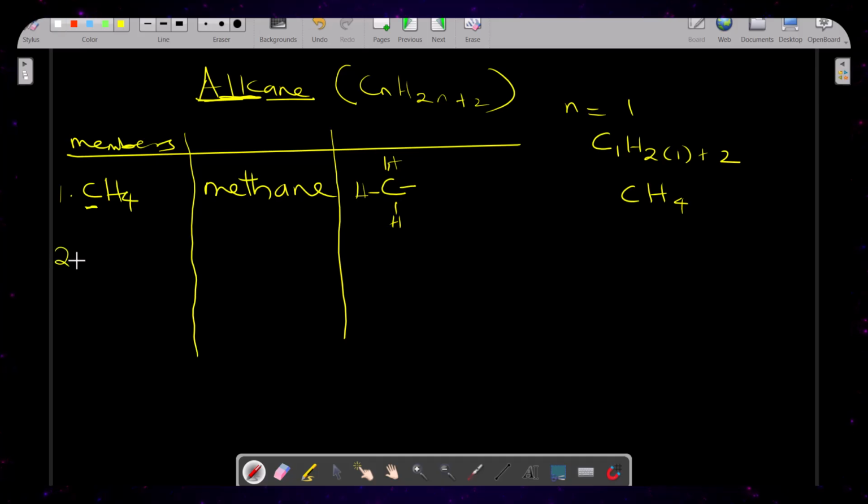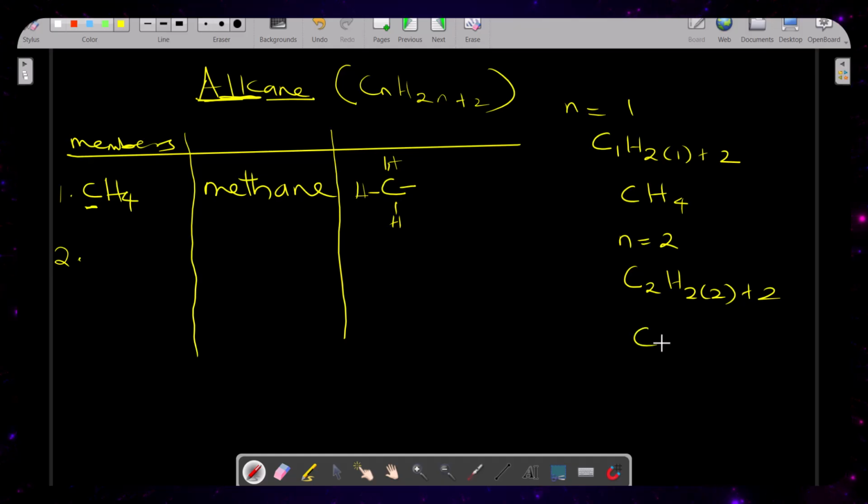So we have the next one. The second one is going to be n equals 2. So if you solve C2, H2 bracket 2 plus 2, this is going to give me what? This is going to give me C2, H. 2 times 2 will give me 4. 4 plus 2 is going to give me 6. So this is going to be C2H6.